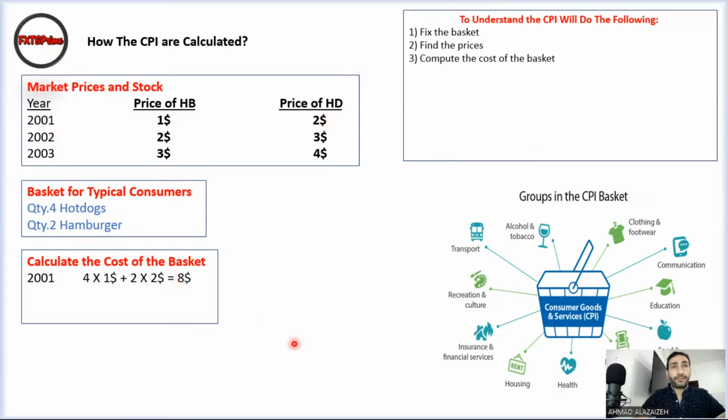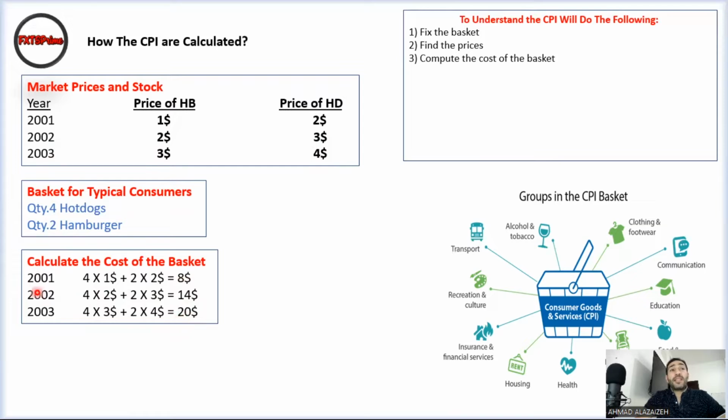So the total is $8. Next, in 2002, the prices went up. We have 4 hamburgers and the price for a hamburger was $2, plus 2 hot dogs and the price for a hot dog was $3. So the total price is $14. In 2003, we have 4 hamburgers and the price was $3, and we have 2 hot dogs and the price was $4. So the total price of the basket was $20.